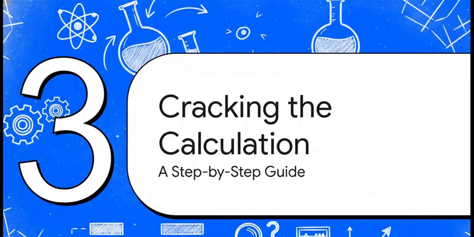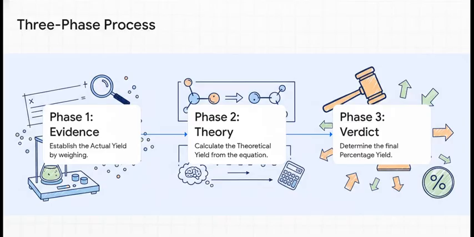Okay, let's get into it. This is where we follow the numbers. We're going to break down the calculation into clear, simple steps to crack this case and find our percentage yield. So our investigation is going to follow a three-step process. First, we establish the facts by measuring our actual yield. Second, we use our blueprint, that chemical equation, to calculate the theoretical yield. And finally, we bring it all together to deliver the verdict.